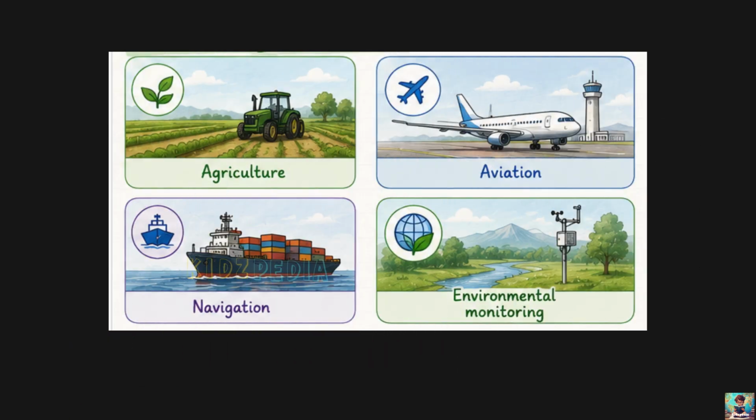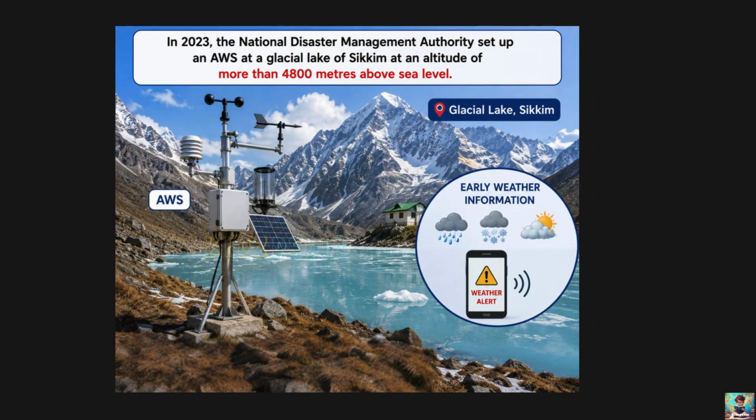Because the AWS provides accurate and timely weather information, it is widely used in many fields. It is used in agriculture, aviation, navigation, and environmental monitoring. In all these fields, quick and accurate weather information is very important. For example, in 2023, the National Disaster Management Authority installed an automated weather station at a glacial lake in Sikkim. It is located at an altitude of more than 4,800 meters above sea level. Its purpose is to provide early information about upcoming weather conditions, helping authorities prepare in advance.